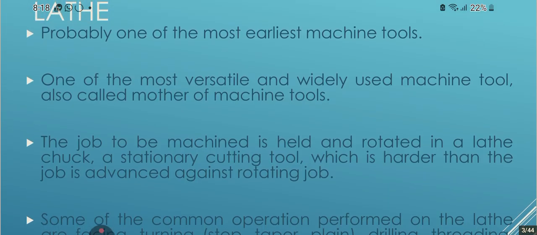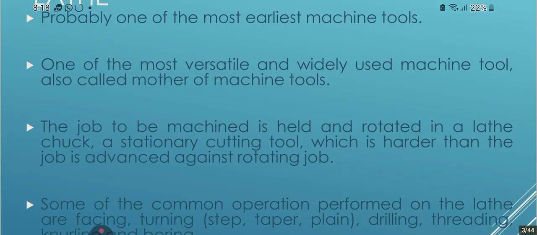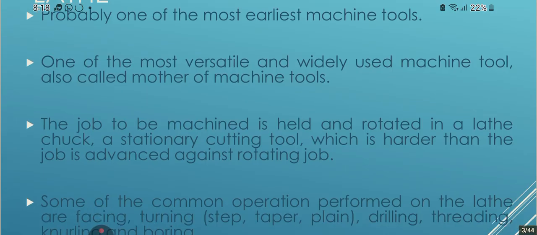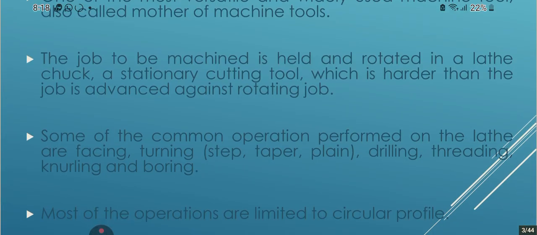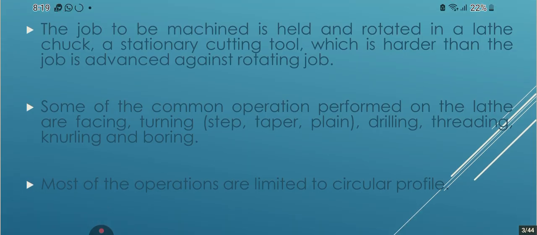The job to be machined is held and rotated in a lathe chuck. The job is the workpiece that you have to make of the desired shape. And a chuck is a part on the lathe. A stationary cutting tool, which is harder than the job, is advanced against the rotating job. The sentence doesn't work out quite well, so that's it, whatever.